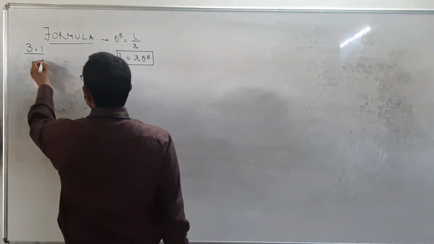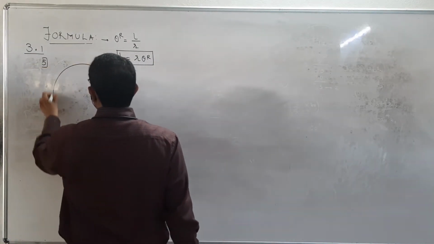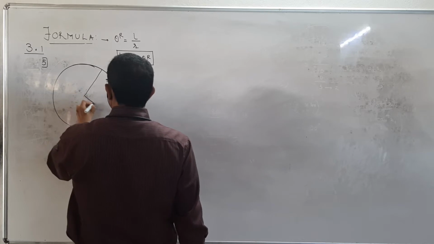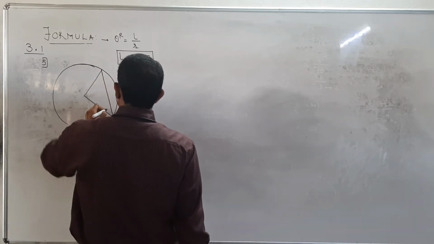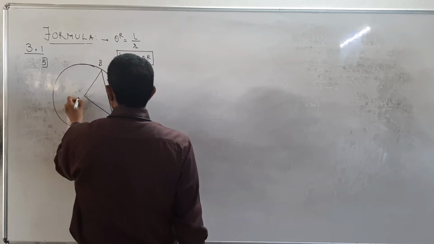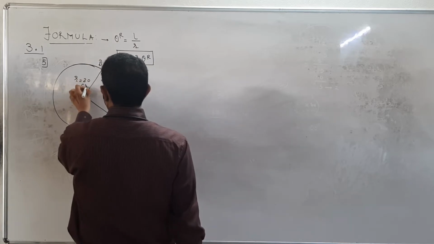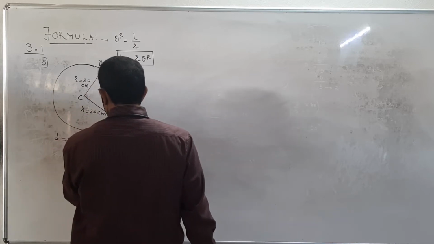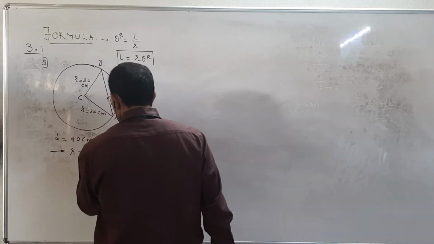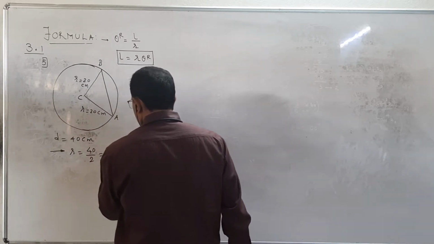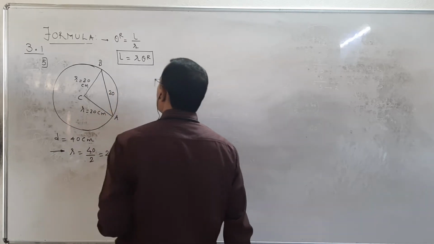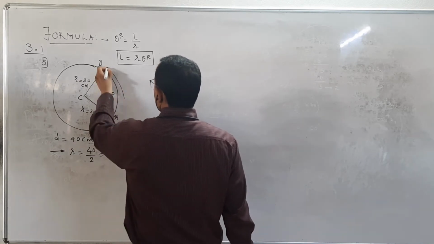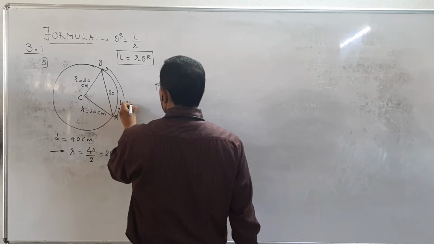Okay, students, I am drawing a rough figure. Say this is a circle. Say this is any chord AB. This is center C. Radius will be 20 centimeter as diameter is 40 centimeter. So radius R will be 40 by 2 and that is 20 centimeter. Length of the chord is also 20. We have to find the length of this minor arc AB, say which is a centimeter.